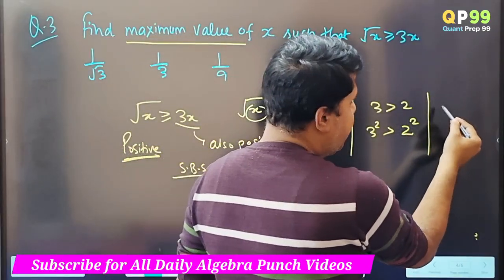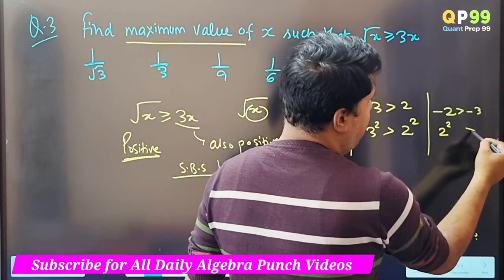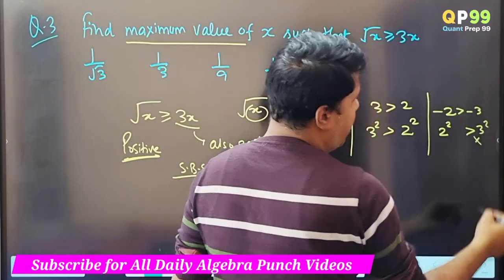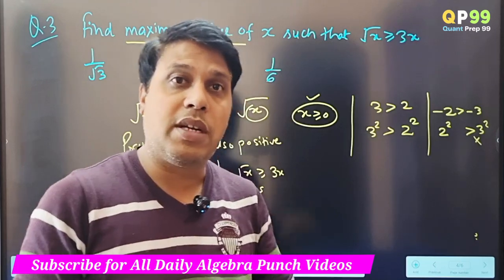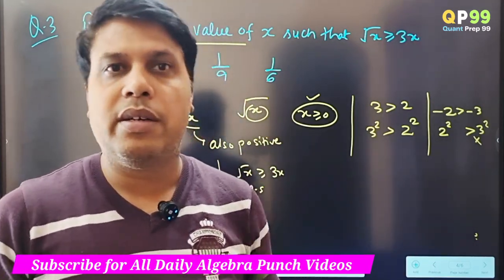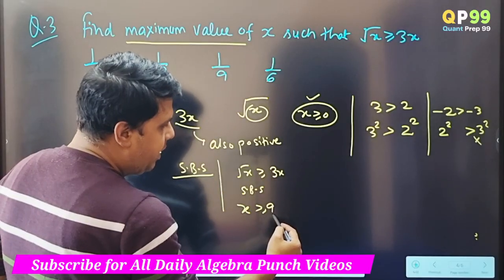But in terms of negatives, as I told you, minus 2 is greater than minus 3, so squaring will give me the wrong answer. That's why we have to be very sure that you should have both the terms positive on the sides of the inequality. So ये बनेगा x, ये बनेगा 9x square.